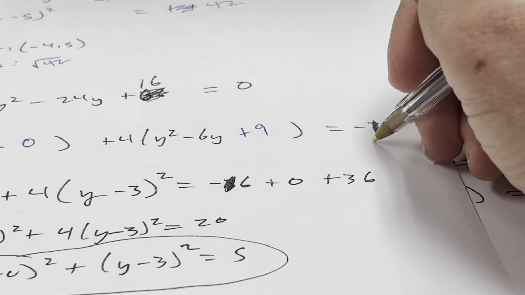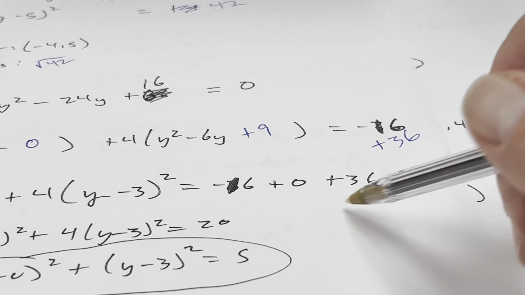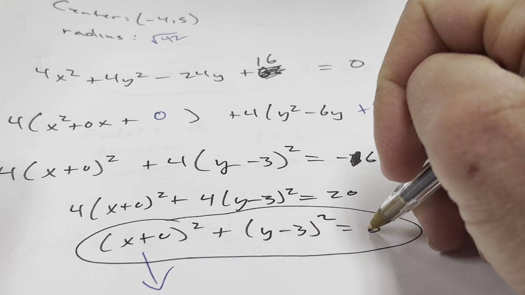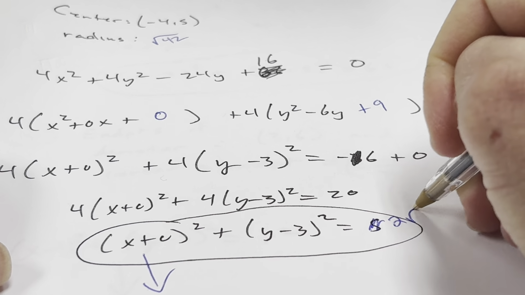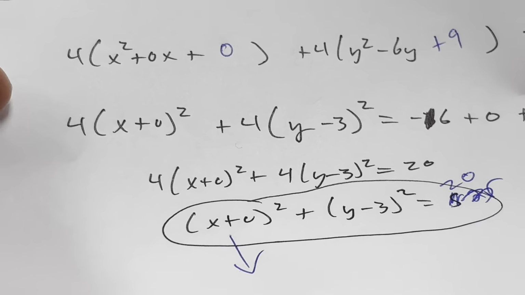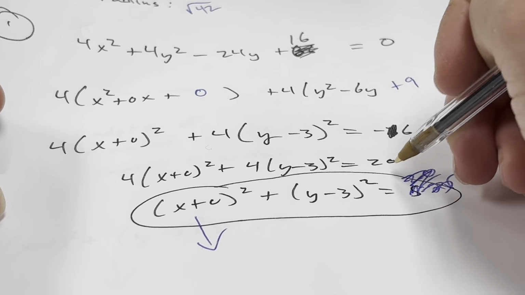It's going to give me a 36 on the other side. Plus 0 plus 36 minus 16 is 20. And the square root of... I don't know what I was thinking. The square root of 20 is... anyway, oopsie. Let's continue. Oh, I know why, because I divided everything by 4.